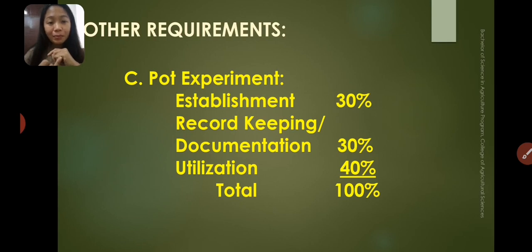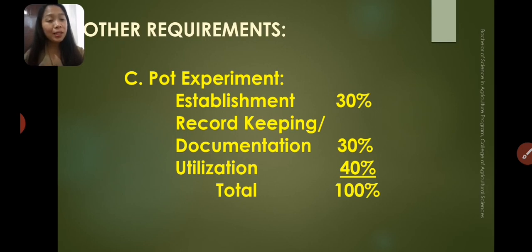So it's very important that you do that pot experiment, because I want you to have observations at home regarding the growth performance of a certain crop based on the effect of the lime or biochar. The establishment will also be graded, so it will be 30%, and then the record keeping or documentation will be 30% also. And then utilization is 40%.